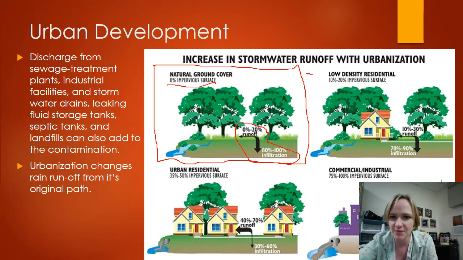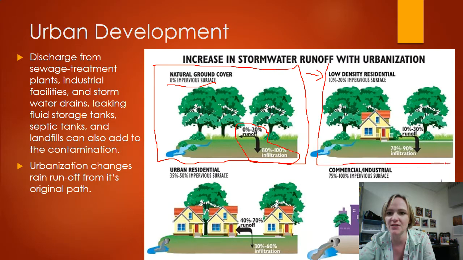So then you can move up to this next level here. This is low density residential. So this is houses that are on a lot of land and the houses are far apart. So this one you've got 10 to 20% impervious surfaces. So the impervious surfaces here would be what? Like, what are some of the surfaces that rain could fall on and not soak in? The sidewalk, good. What else? The roof.